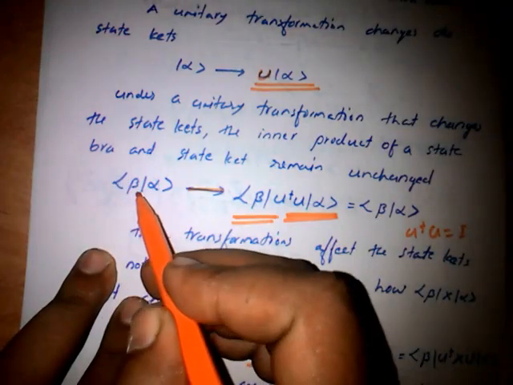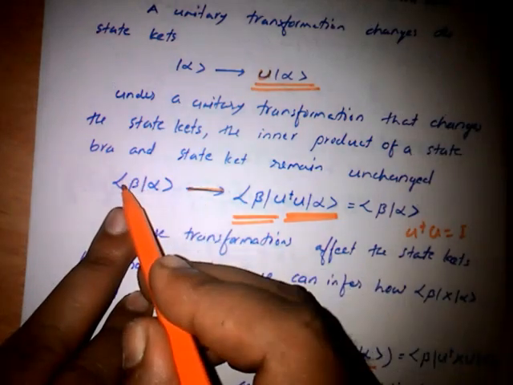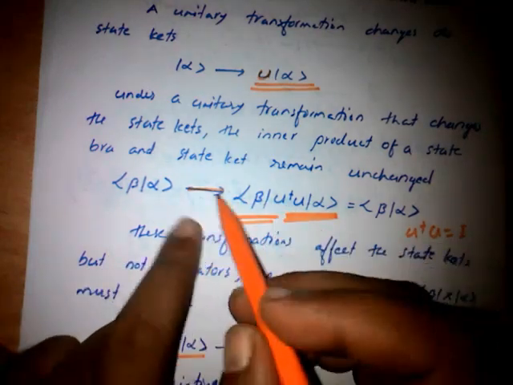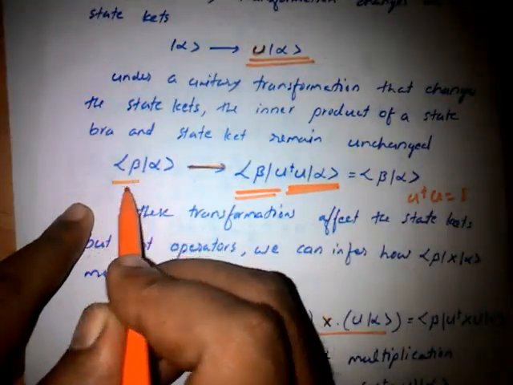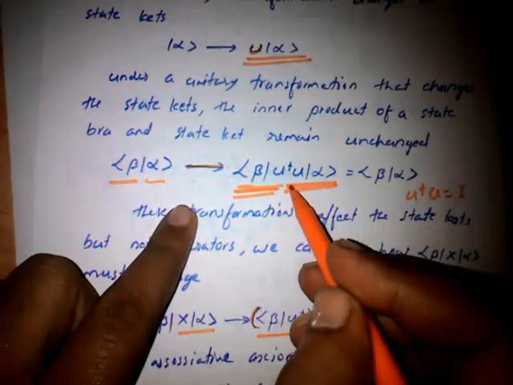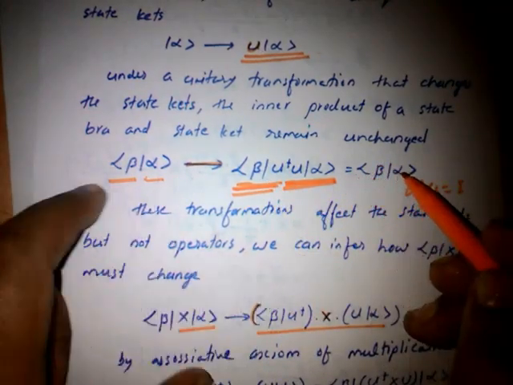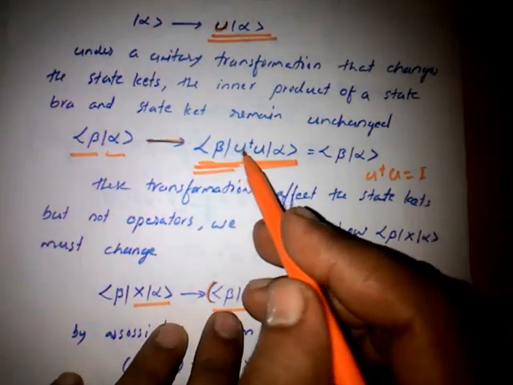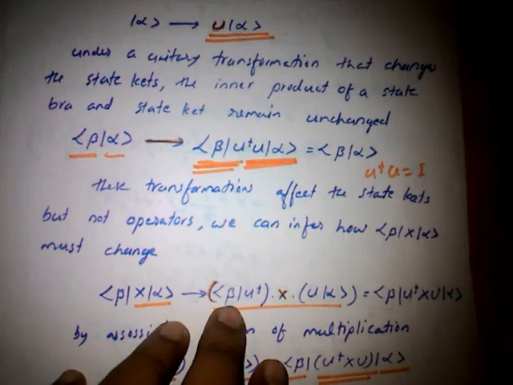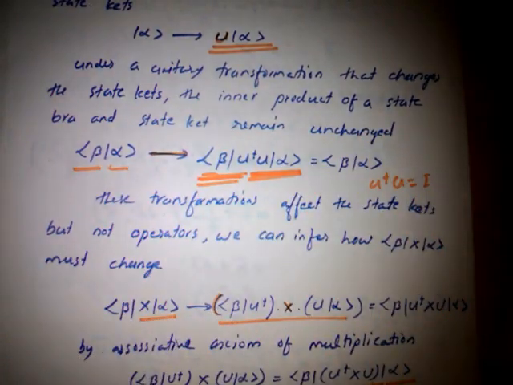When we are taking the inner product of two state kets, for example beta alpha, if we are shifting this bra beta into u dagger beta and ket alpha into u alpha, there will not be any change for the inner product of these two state kets, because u dagger u is equal to an identity operator, u dagger u equal to 1. So this will not make any difference in this inner product.